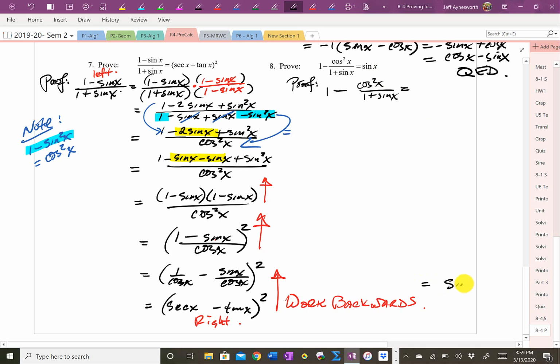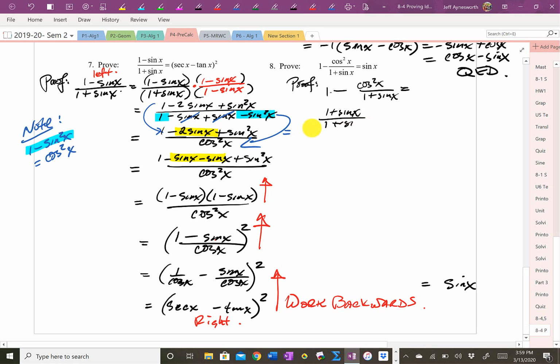Holy cow, this is simple. Well, the result is simple; the process is not. You have to combine fractions right here, so we need a common denominator. I'm going to rewrite 1 as 1 plus sine x over 1 plus sine x. You have to remember, you can write 1 in any form you want. This is 1 plus sine of x divided by itself, which is the same thing as 1.